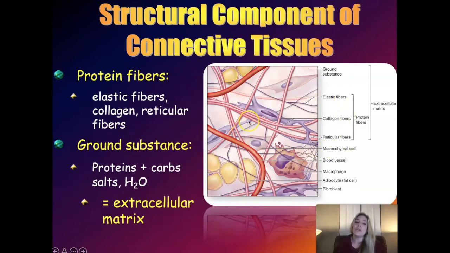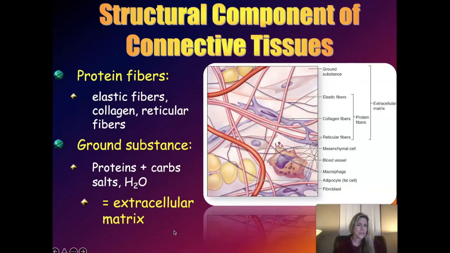Those fibers are crisscrossing through a bunch of stuff, and we call that stuff ground substance. It has proteins, carbohydrates, water, salts and other ions, and even certain kinds of cells. For example, this macrophage that you see here, and cells like fibroblasts, which produce some of the ground substance. All of that stuff put together is what's called the extracellular matrix.